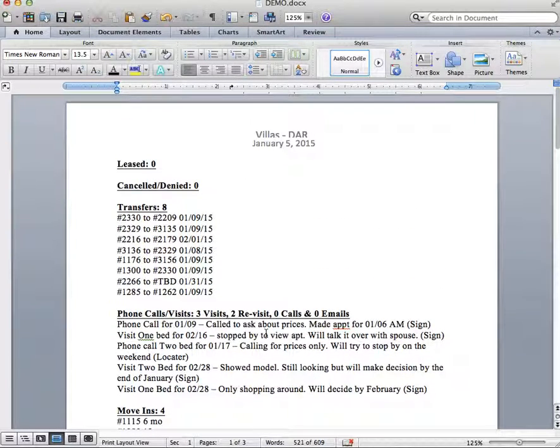We do ask that all the DARs be turned in the following day by 11 a.m. CST. So although this covered all of the events that happened on the property on January 5th, this would actually be turned in by January 6th at 11 a.m.